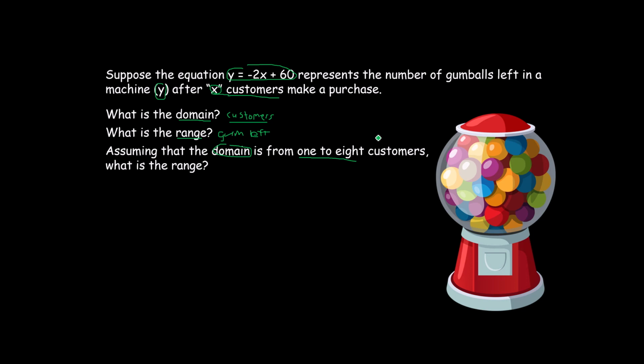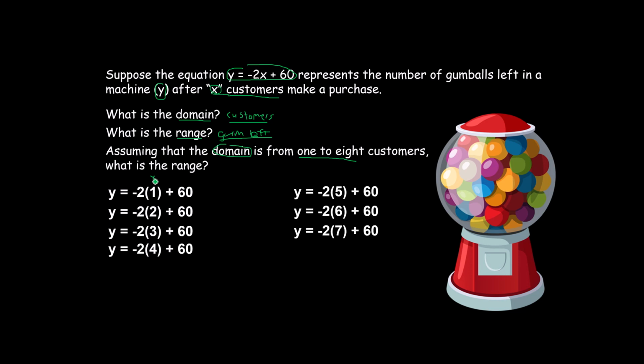Now notice I did not use decimals because having half or 2/3 or 0.9 of a customer makes no sense in the context of this problem. So my domain is 1, 2, 3, 4, 5, 6, 7, 8. The domain goes into the rule and puts out the range, or the gumballs left. So I'm going to take 1, put it into negative 2x plus 60. Remember, this is my x. I'm going to put a 2 in the rule, a 3 in the rule, 4, 5, 6, 7, 8 in the rule.